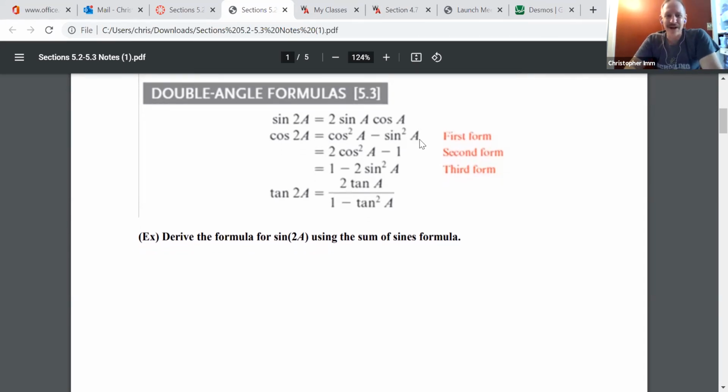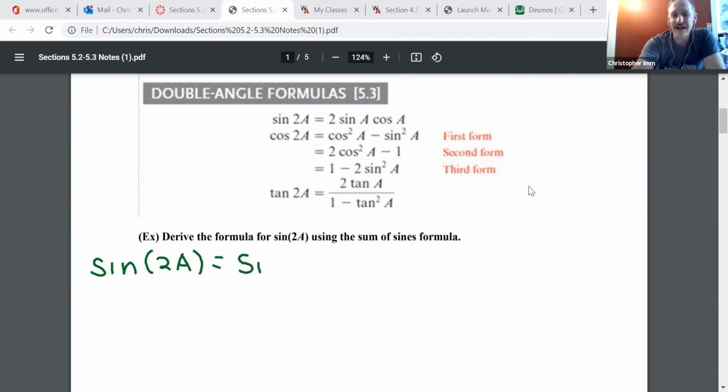We're going to be looking at deriving the formula for sine of 2a using the sum of sines. So this is what we're going to do. So we'll prove this one from something we have already talked about. So if I say, all right, sine of 2 times an angle is equal to, well, I know how to find sine of a sum of angles, but 2a is just a plus a, right? So what if I said, all right, well, I'm just going to do sine of a plus a. That's 2a. And I know how to find the formula for that.